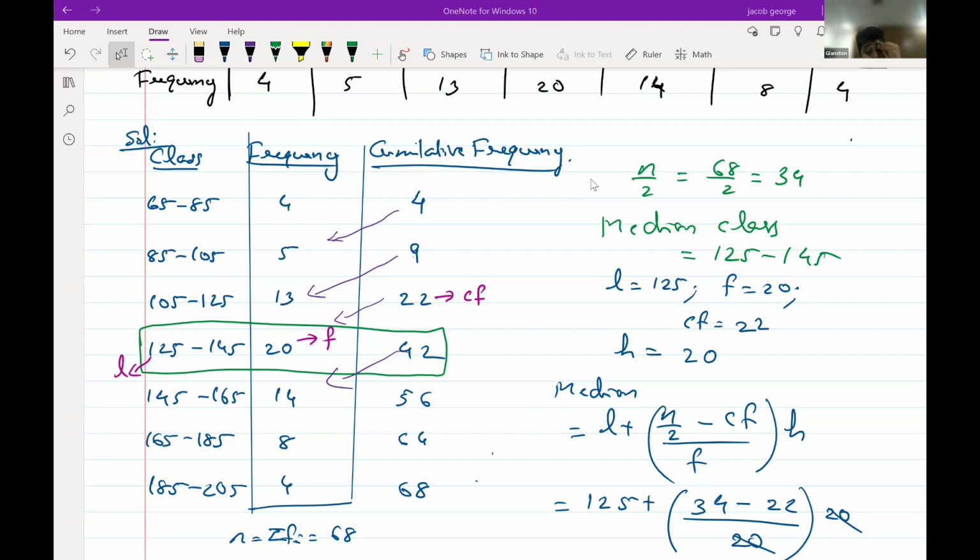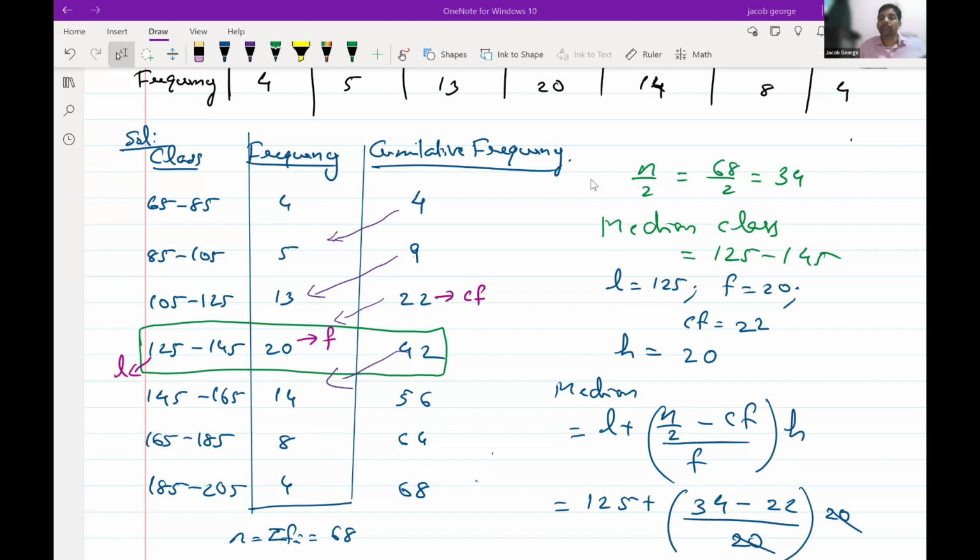Okay. So then the last cumulative frequency will be the same as the total frequency. I have written n is sigma fi, 68. It is the same as the last cumulative frequency, 68. Okay. Then look at the side. We calculate n by 2. n by 2 is 68 by 2, that is 34.